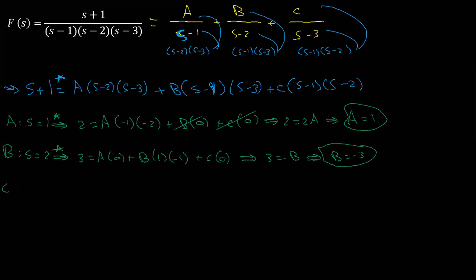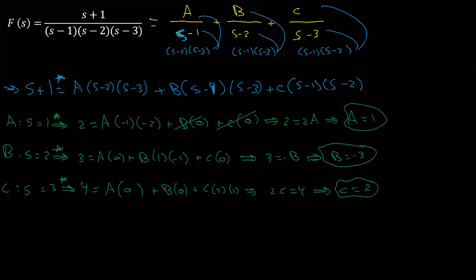Now to find C, I'm going to give S the value 3, because that will make the coefficients of the other constants zeros. In equation star, I can write the following. 3 plus 1, it's 4, equal A times 0 plus B times 0. I know those are zeros. Plus now C times 3 minus 1, it's 2, 3 minus 2, it's 1. So I have 2C equal 4. That will give me my C to be only 2.